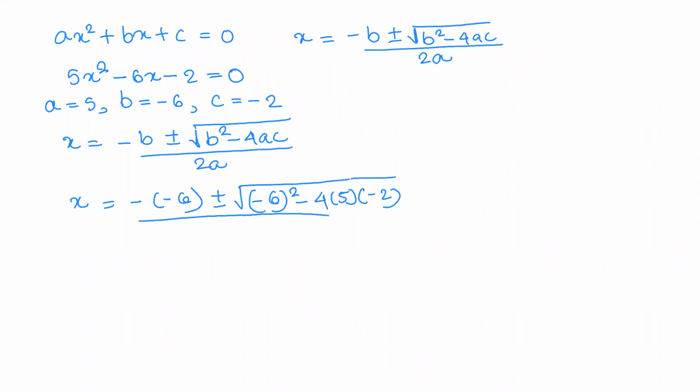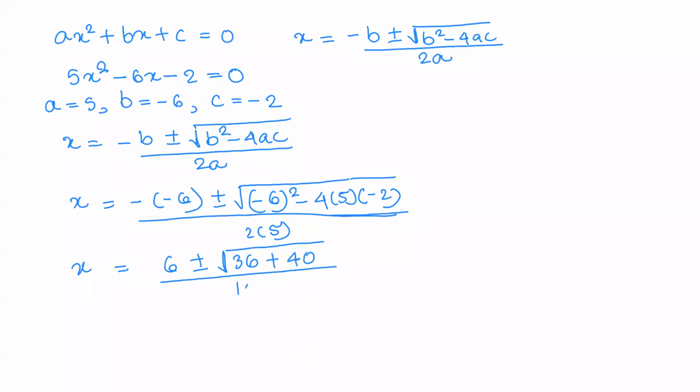The whole upon 2a, that is 2 times 5. It's very easy, because there's hardly any brain work here except for some simple calculations. Now 6 squared is 36. Minus minus becomes plus. 4 into 5 is 20 and 20 into 2 is 40. So this is going to be 36 plus 40. The whole upon 10.